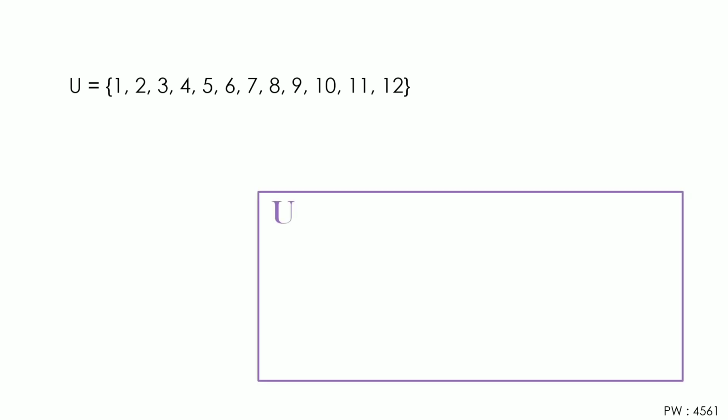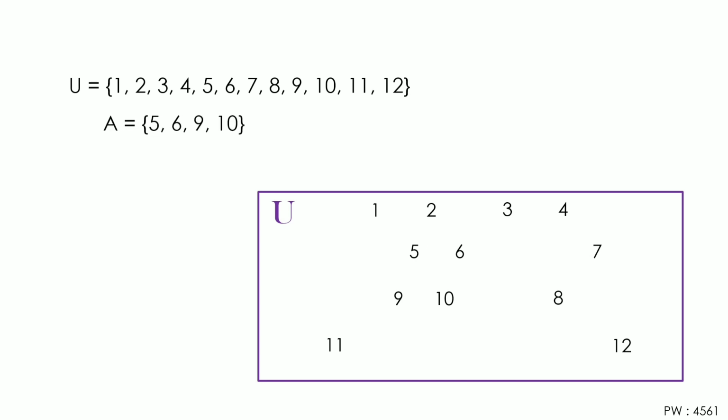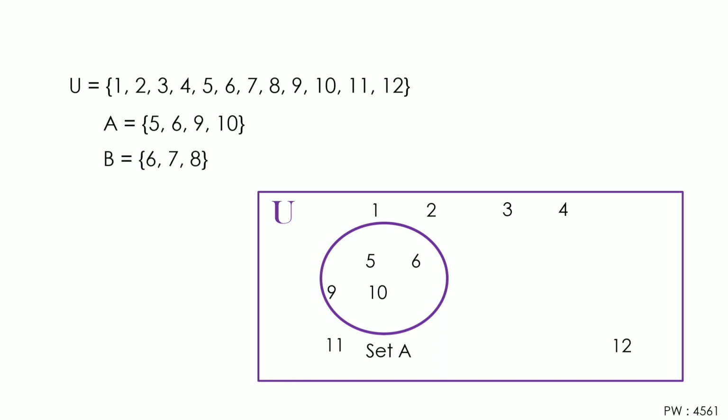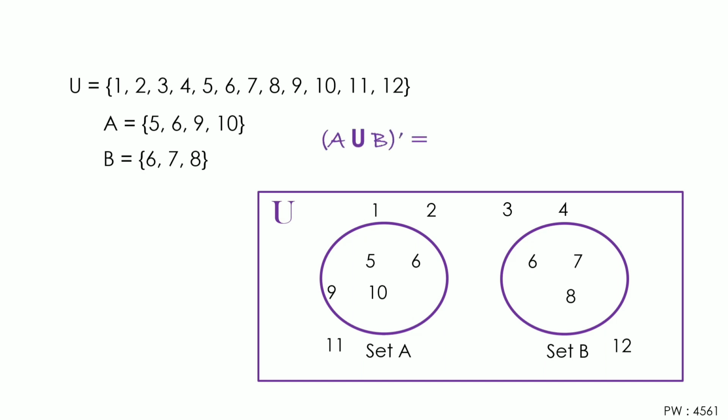Let's have another example. Here we have a universal set U whose elements are numbers from 1 to 12, which is also illustrated below. Let A be the set containing 5, 6, 9, and 10. And let set B contain 6, 7, and 8. Now here's the problem. Here it doesn't only involve complement but also union. So here's what you need to do.